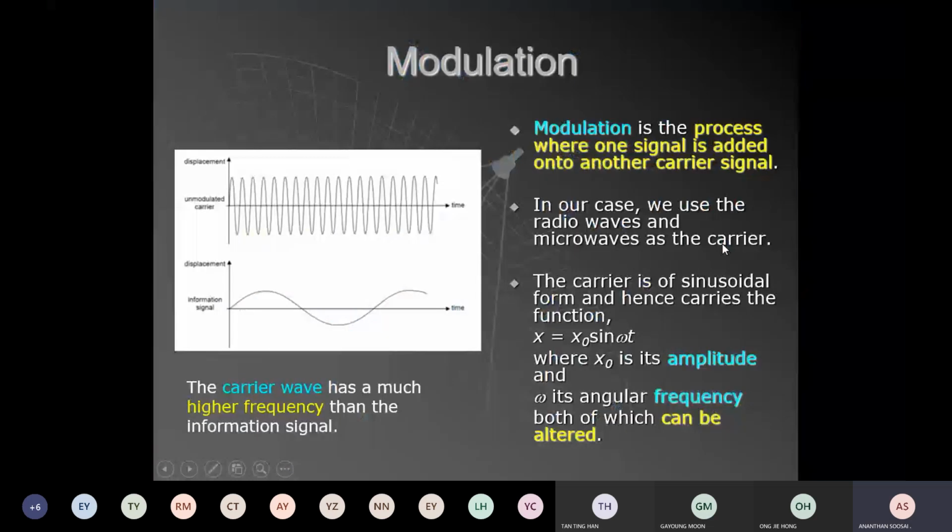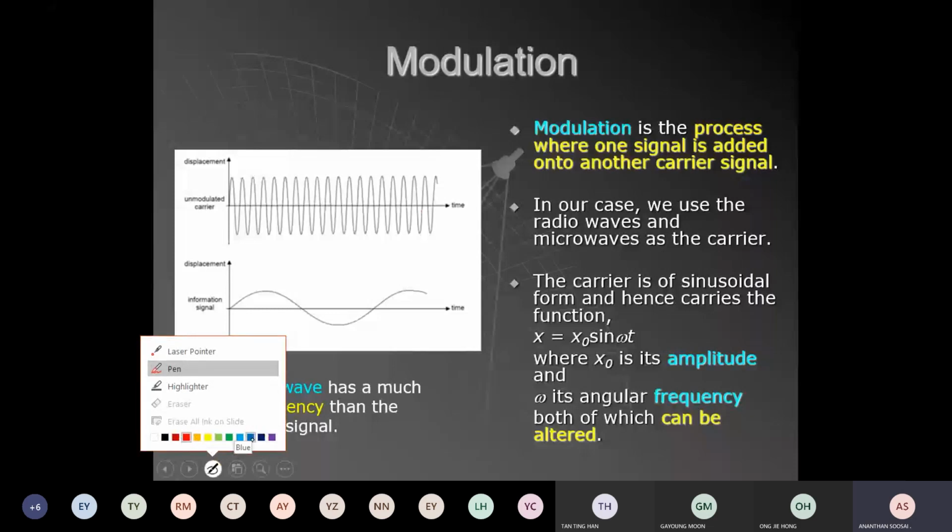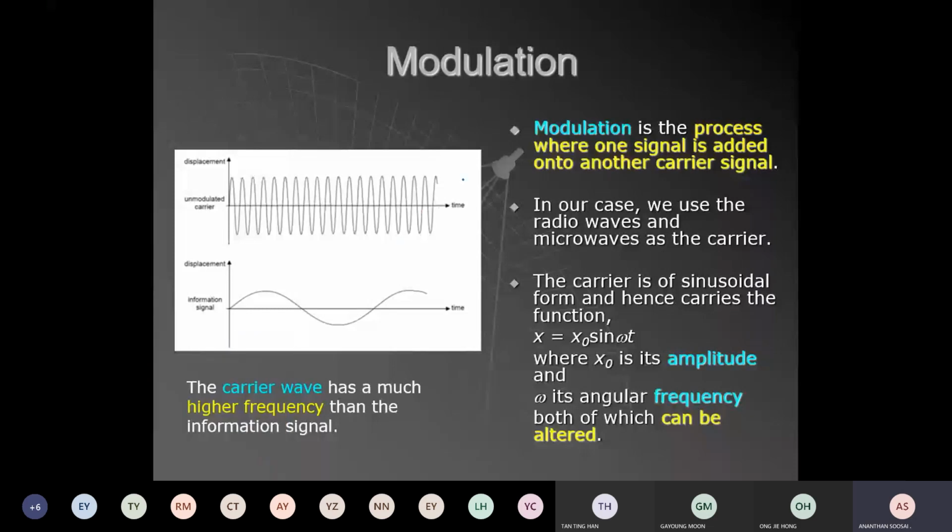So what is modulation? That's the main part of today's lesson. Look at the first point here. Modulation is the process where one signal is added onto another carrier signal. You see in this diagram, the first signal is the information signal, your sound. You are saying hello, you are singing a song. So this is a signal.